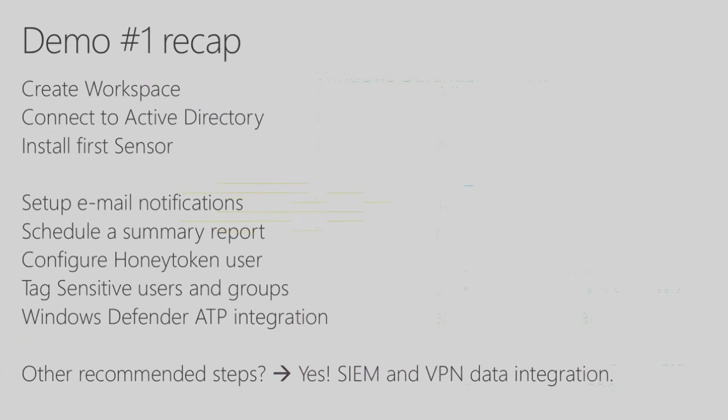And the last 2 things I want to mention is that you can also ingest relevant security events from your SIEM and from your VPN solution. Different protocols. The SIEM would ingest syslog, and from the VPN, it would use RADIUS accounting. But those are also very much recommended. It's just that we haven't gone through those steps right now.